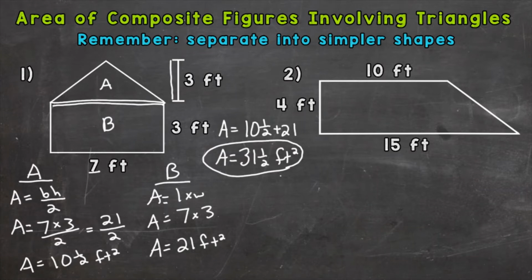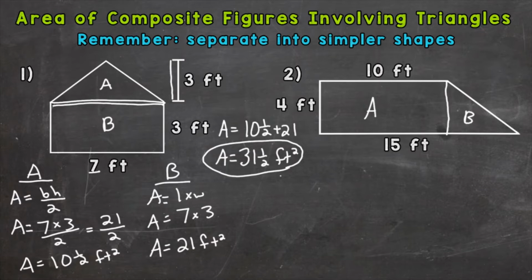Let's move to number two here. Again, we need to separate into simpler shapes. So let's cut this shape right here, that way we have a triangle and a rectangle. We'll call the rectangle A and the triangle B. It doesn't really matter which one you name A or B, or what you name them, as long as you're organized, and it will all work out in the end to give you the same answer.